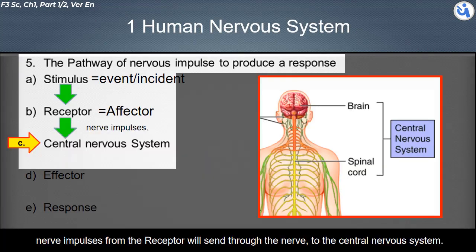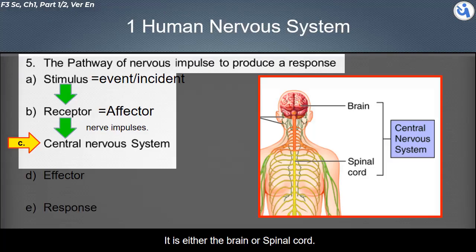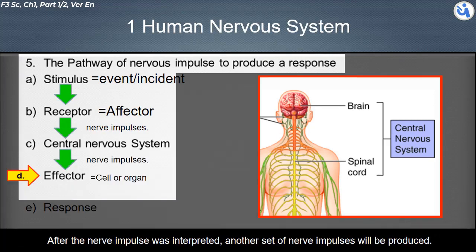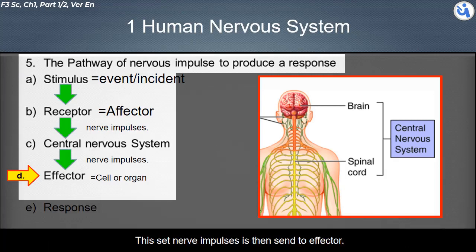Nerve impulses from the receptor will be sent through the nerve to the central nervous system. It is either the brain or spinal cord, at which nerve impulses will be interpreted. How the brain and spinal cord function as the central nervous system will be detailed in the next topic. After the nerve impulse is interpreted, another set of nerve impulses will be produced. This set of nerve impulses is then sent to the effector.